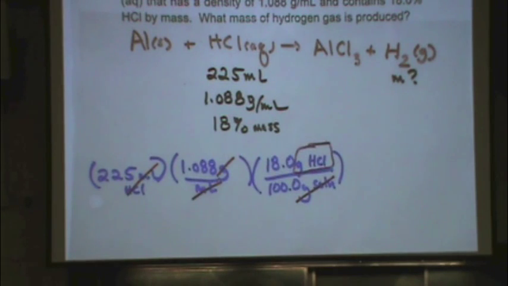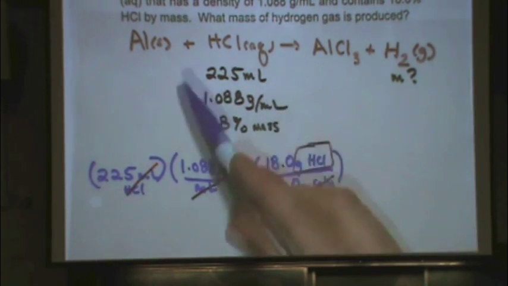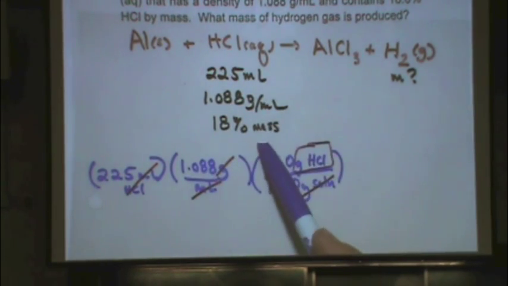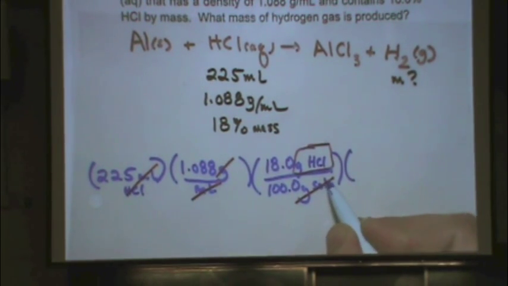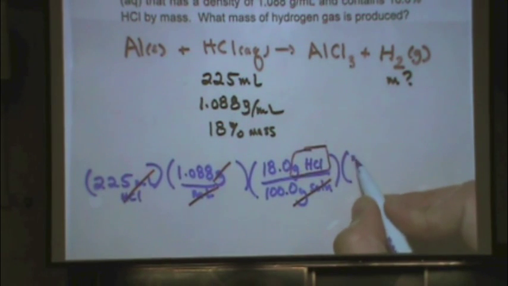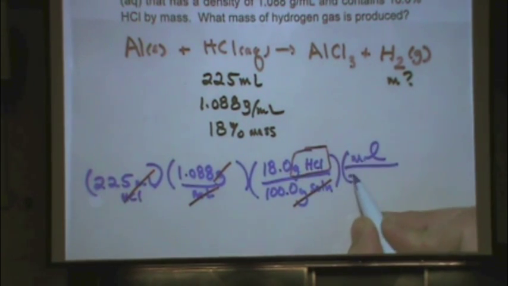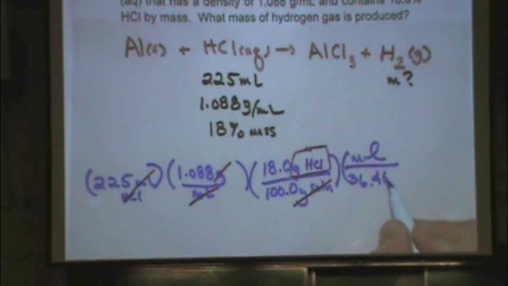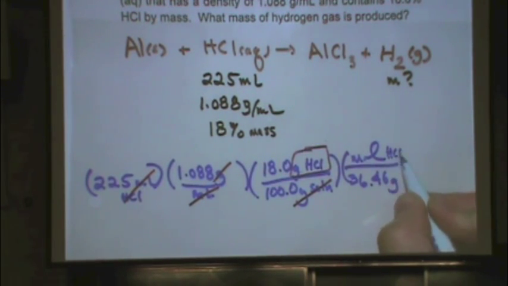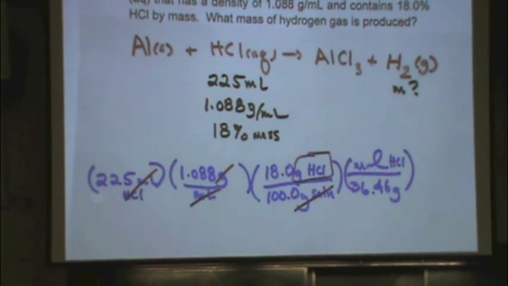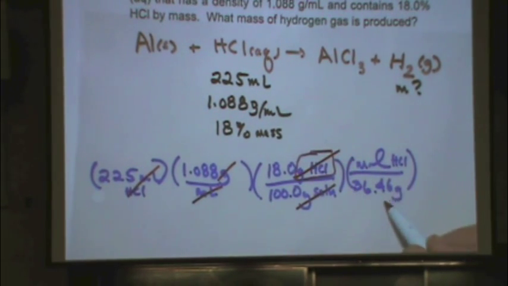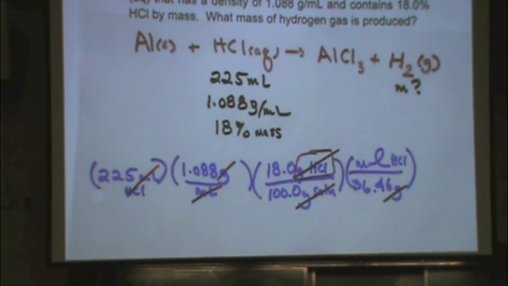Whenever we're doing a stoichiometry problem, I need to convert this mass, whatever I'm given, to moles. So I'm finally able, after all that conversion, to go to moles. Using the periodic table, it's 36.46 grams per mole of HCl. So notice now, the grams will also cancel. Finally, I'm at moles of HCl.